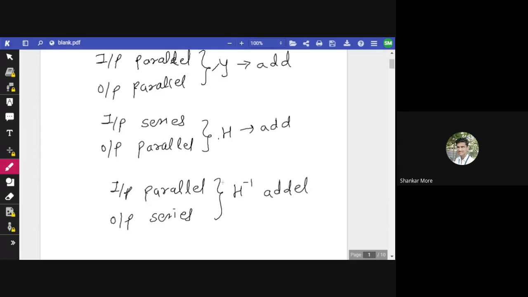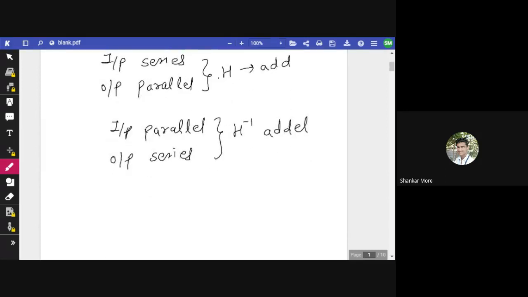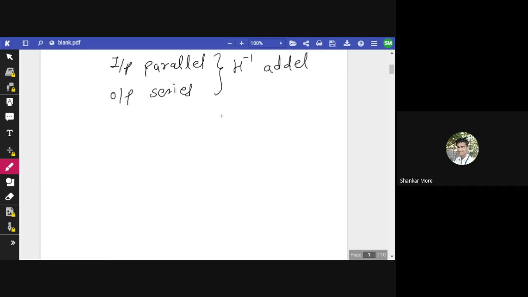Now, like we have seen for input parallel and series, what if the networks are cascaded? We haven't seen that. So what if the networks are cascaded? When we cascade two-port networks, their transmission parameters, that is A, B, C, D, get multiplied: there is a matrix multiplication of those parameters. Now, how does this work? Let us suppose, see.